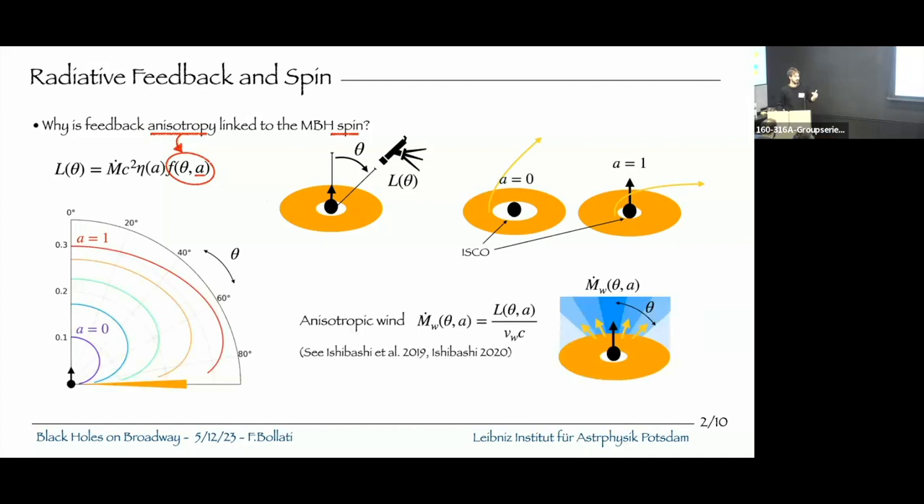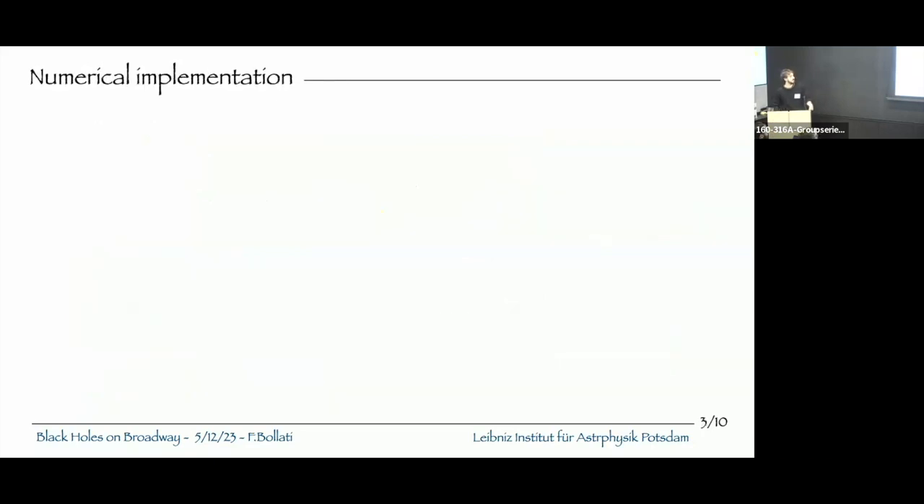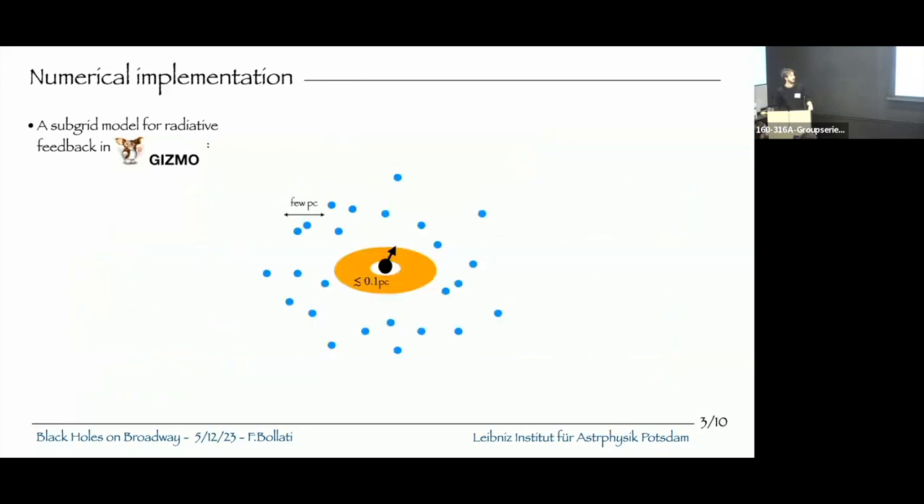Now, if this radiation couples to the surrounding material, a nuclear wind is launched that inherits the anisotropy of the impinging radiation. And in the following, I will discuss the consequences of this effect. First, I'll present a subgrid model in the code Gizmo that takes into account this spin dependence of feedback anisotropy. In this model, we have a subgrid alpha disk whose properties evolve according to the inflow from resolved scales and the accretion within the disk.